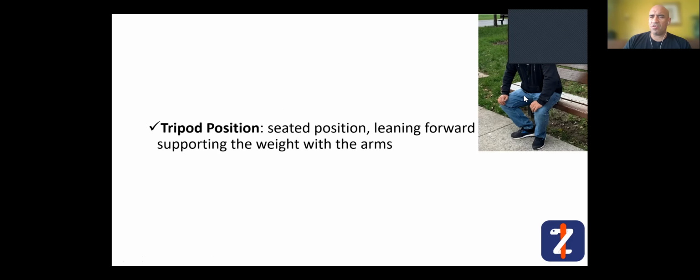This here is called the tripod position. If you can't really see, it's me leaning forward with my hands on my knees. That's a seated position, leaning forward with the support of the weight in the arms. And that's a sign. Once you see someone looking like this, it means they are having trouble breathing.